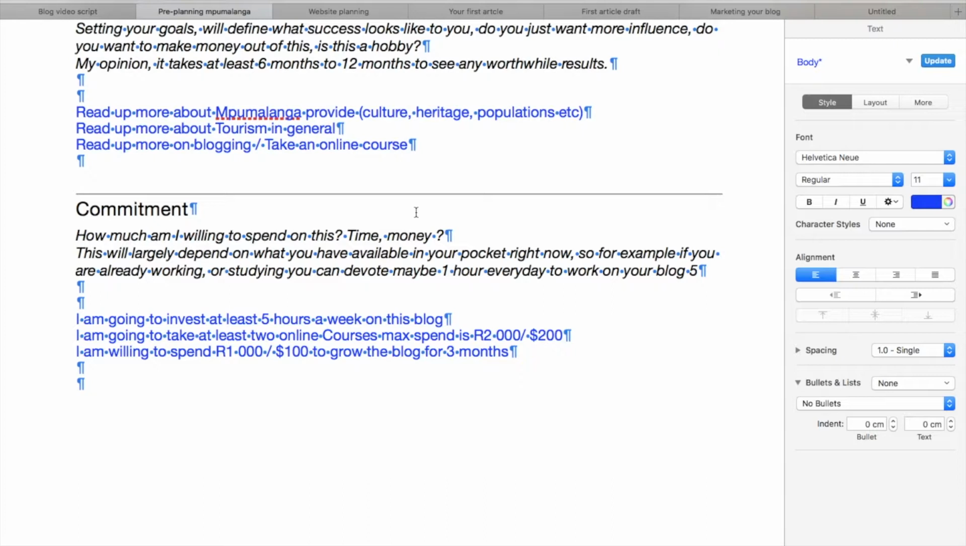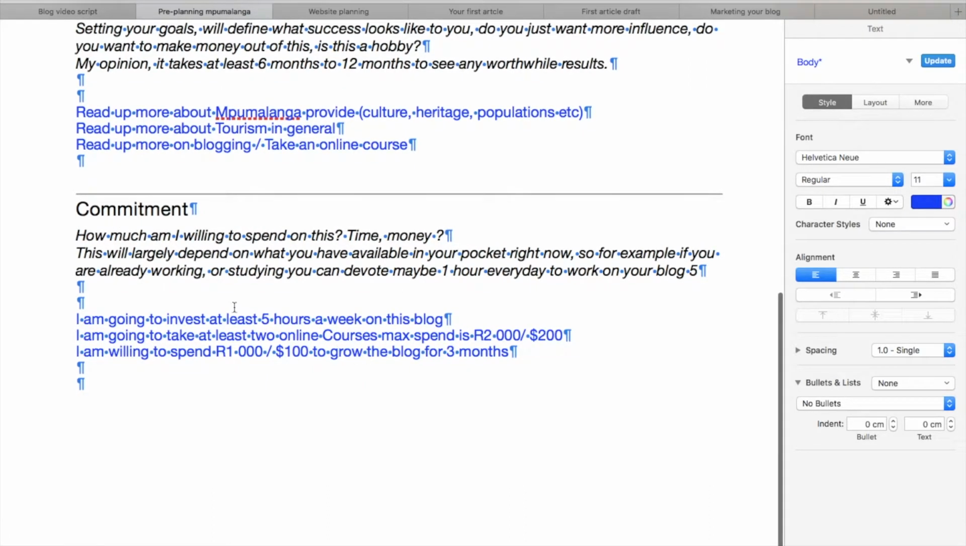If you've said that you're going to spend 4 hours or 3 hours, that should be your goal, and you should hold yourself accountable to that and discipline yourself. If you've said you're going to spend 3 hours a week, spend those 3 hours. And also money. How much money are you going to spend on building this blog?